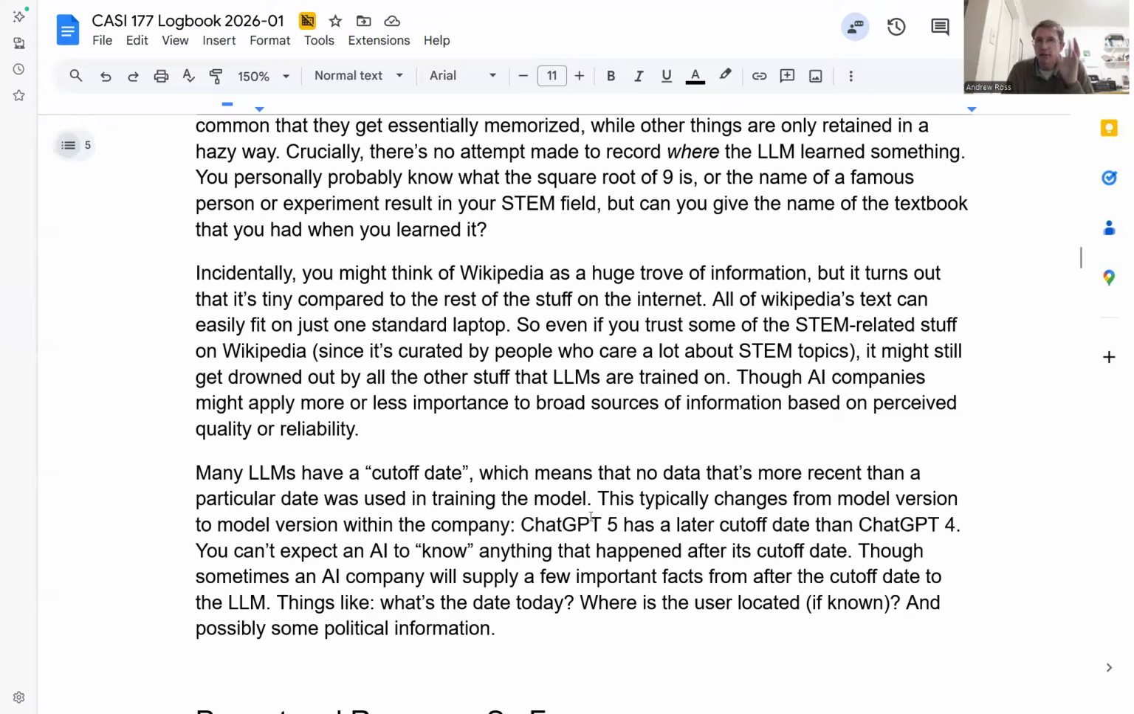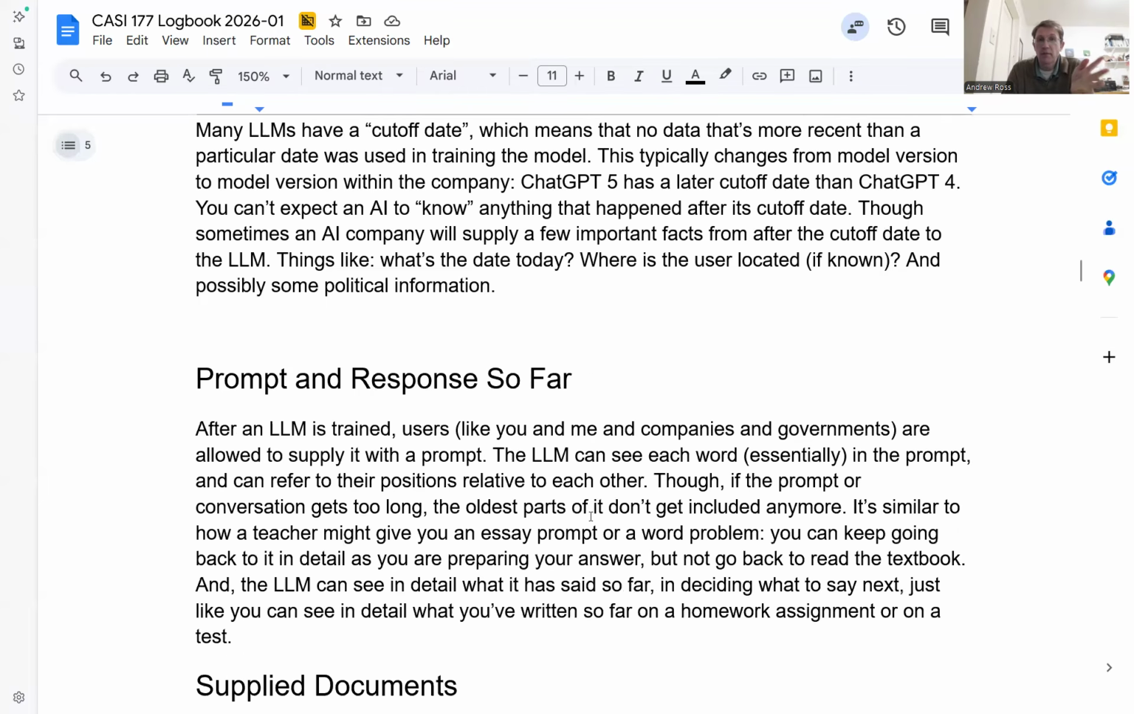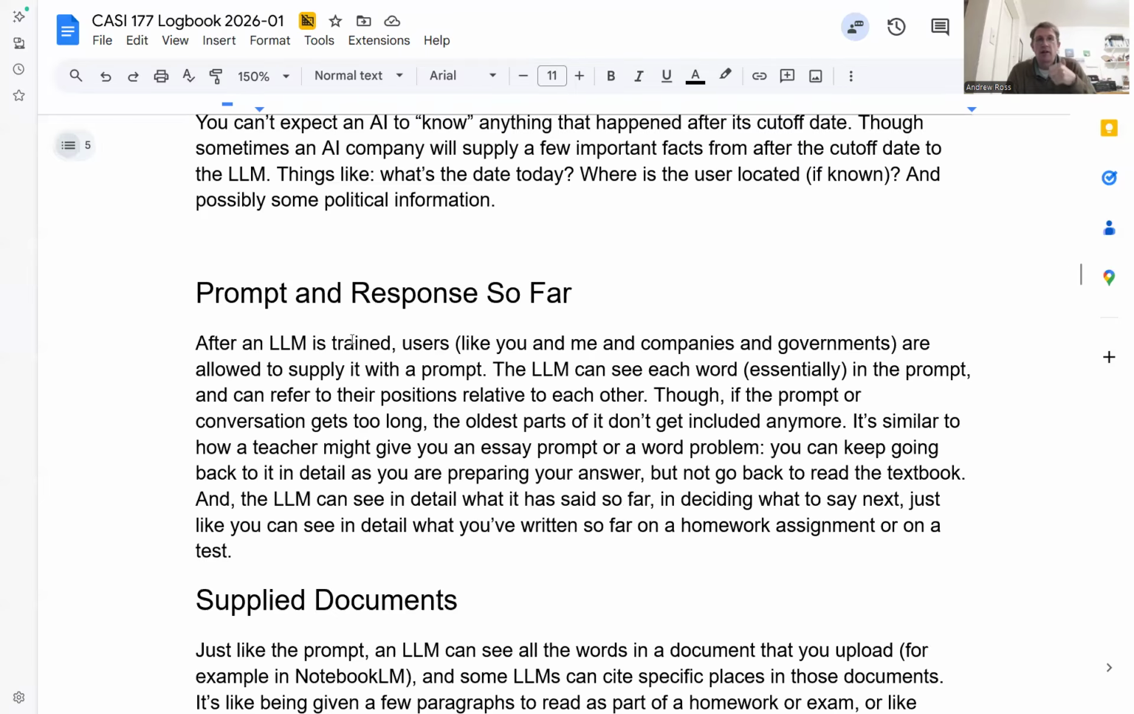So that's the basics of training. Now let's talk about prompting. After an LLM is trained, users, you and me and companies and governments and such, are allowed to supply it with a prompt, like a sentence or a paragraph, maybe multiple paragraphs, maybe even a whole document.